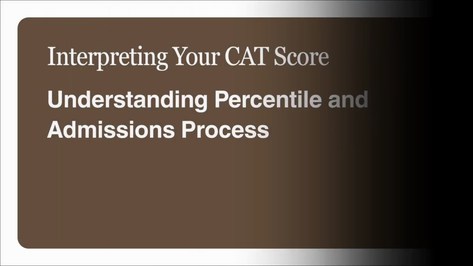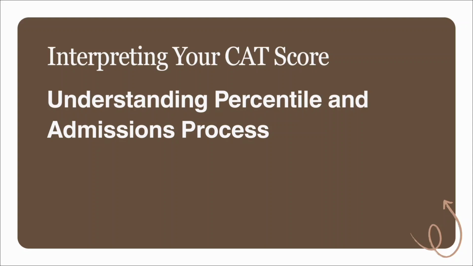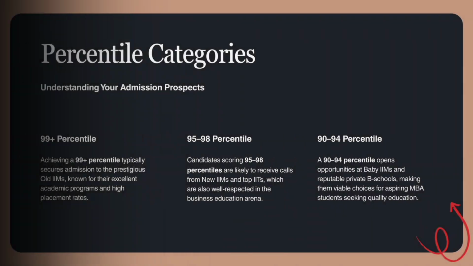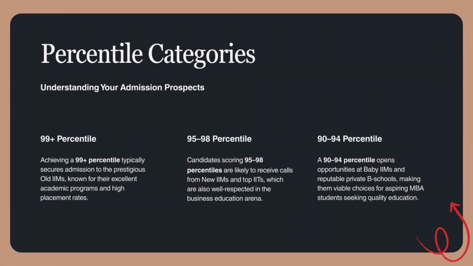Now the biggest question students ask is, is my CAT percentile good enough? So let me tell you, if your percentile is 99 plus, in that case old IIMs are possible with a strong profile. Then if it ranges between 95 to 98 percentile, new IIMs, IITs and top private colleges are possible. If it is between 90 to 94 percentile, you can target baby IIMs and some good private business schools. Then if your percentile ranges between 85 to 89, tier 2 MBA colleges are possible. And if it is below 85 percentile, still options are available, don't lose hope.